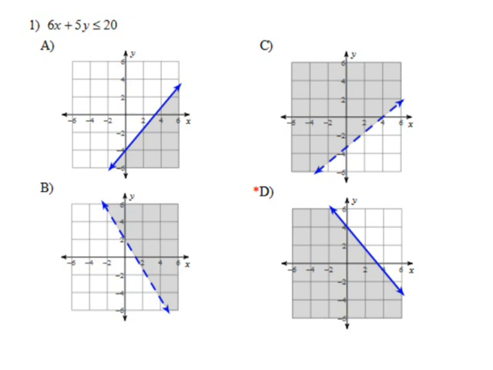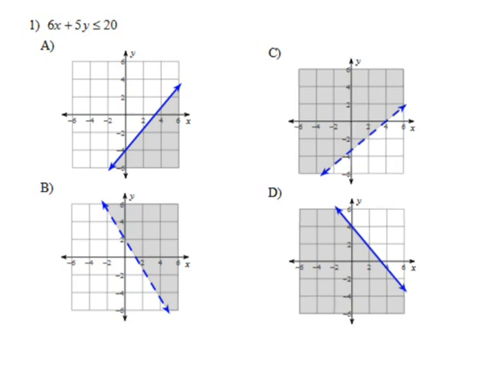We have one more question here: 6x plus 5y is less than or equal to 20. I want you to solve this and then choose the correct answer, and you're going to put that answer on the Google form. So A, B, C, or D, whatever you think the right answer is, that's what you're going to put on the Google form as the answer to the question.